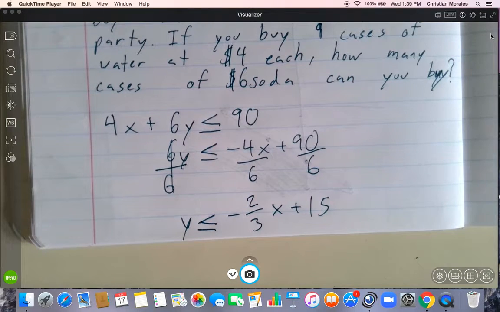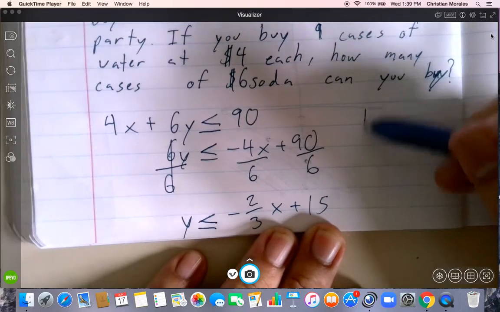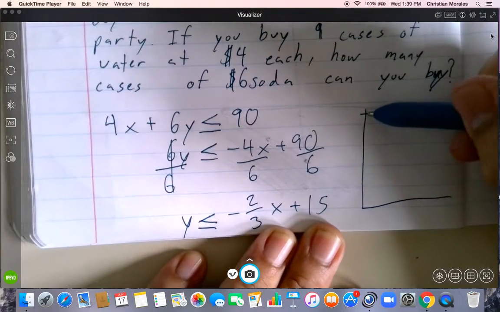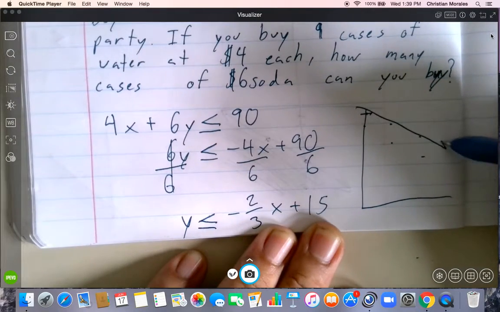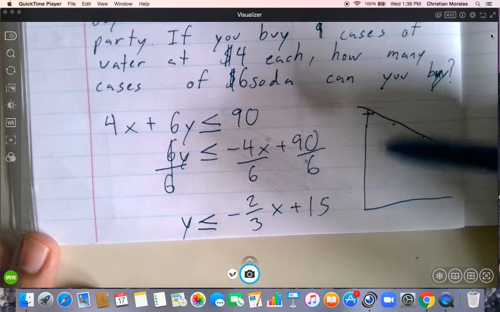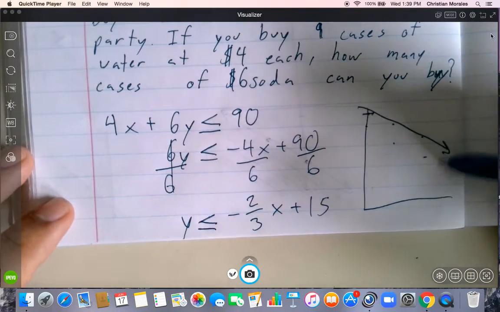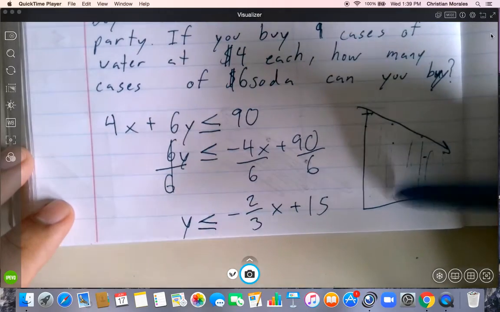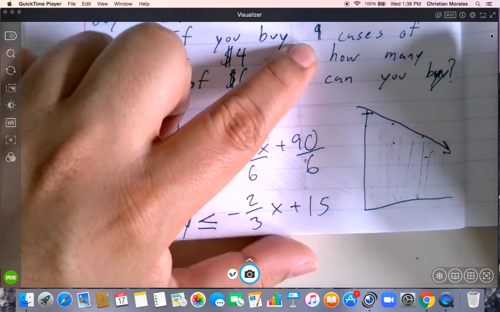Now, you would graph this. It starts at 15, goes down 2/3, down 2/3, down 2/3. Your line would look something like that. Okay? You would shade below. If you shade below, what you're saying is your answers are down here. The problem is they want an exact answer. They want to know what happens when you buy 9 cases of water.